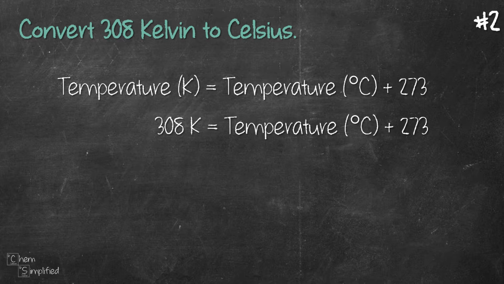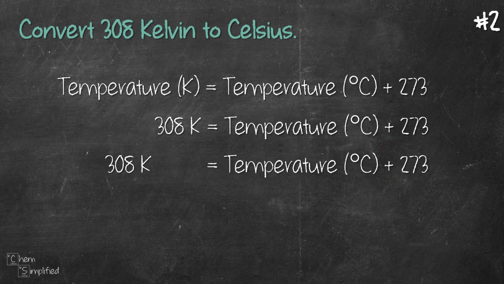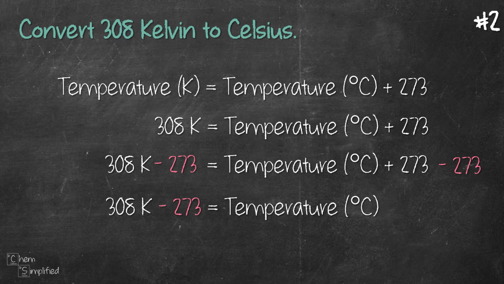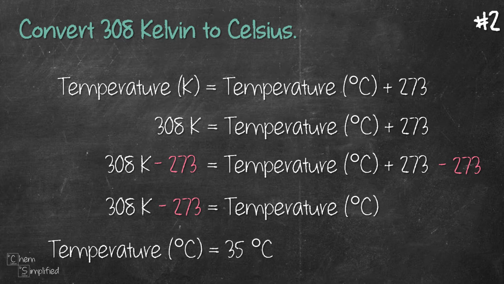Celsius all on its own, which means 273 is bothering us. We need to move it away. So in order to do that, we need to see what's the relationship. The temperature in Celsius and 273, that's addition. So we need to do the opposite, which is subtraction. So we subtract 273, and don't forget to do that on both sides. We simplify, and that's what we got. Temperature in Celsius is 308 minus 273, and that gives us 35 degrees Celsius.